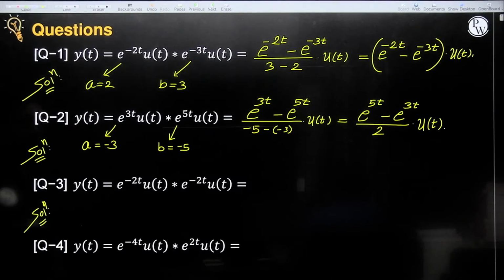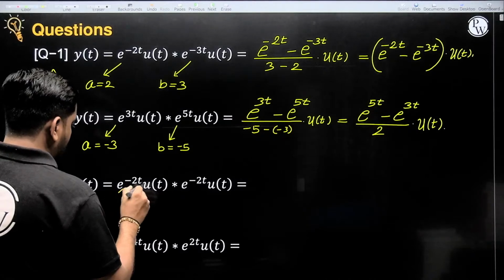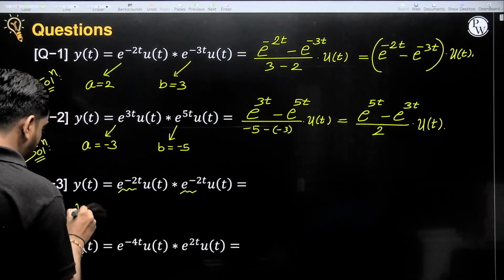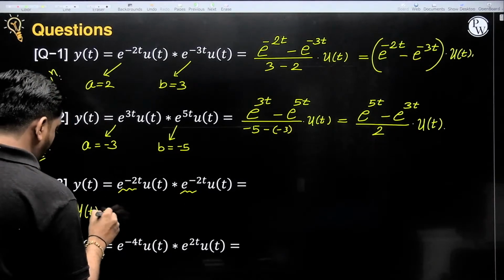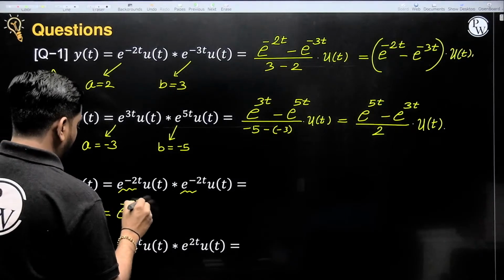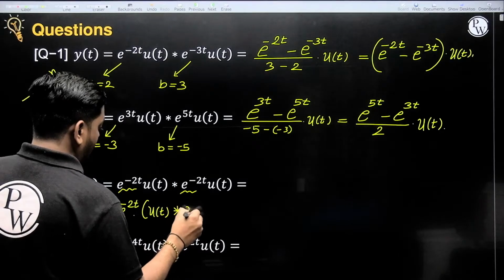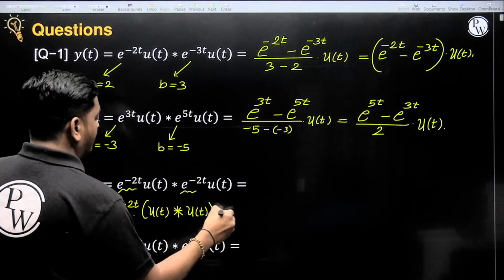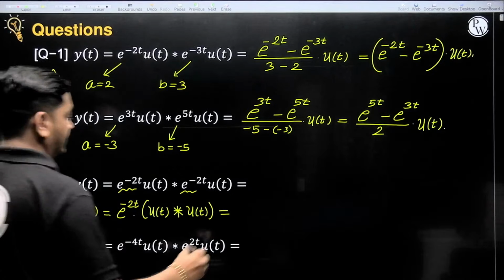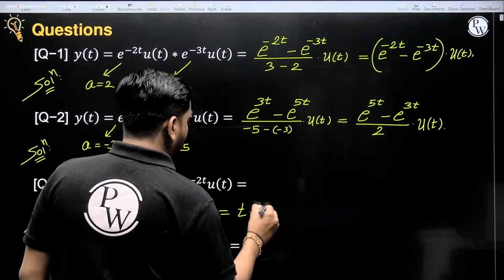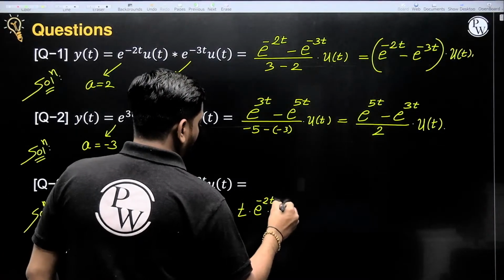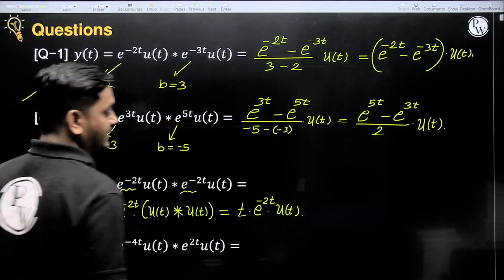Now what is the answer for the next question? See, e power minus 2t here, e power minus 2t here. You can take e power minus 2t common, as I told, guys. Here it will be u of t convolution with u of t. So the answer is what? t into u of t. So t into e to the power minus 2t u of t.